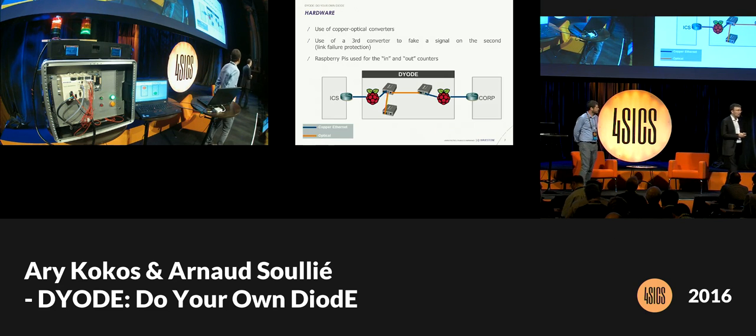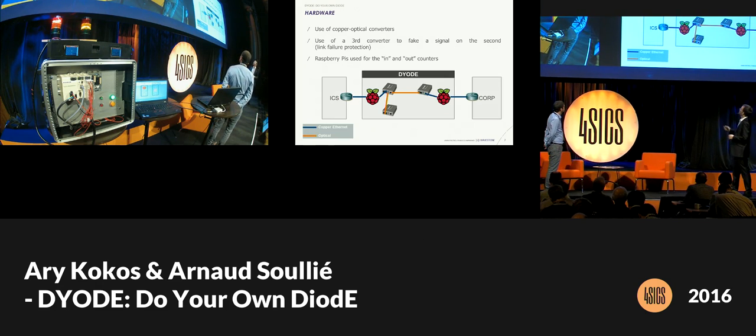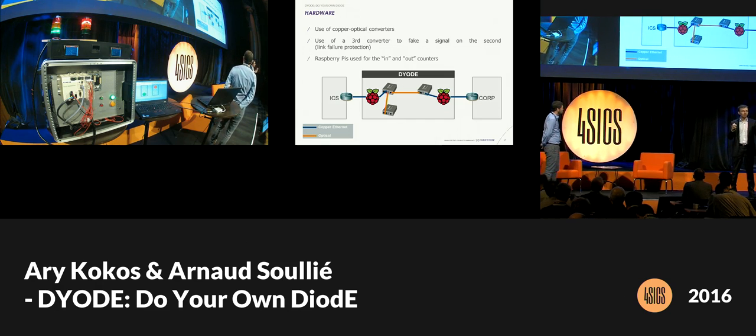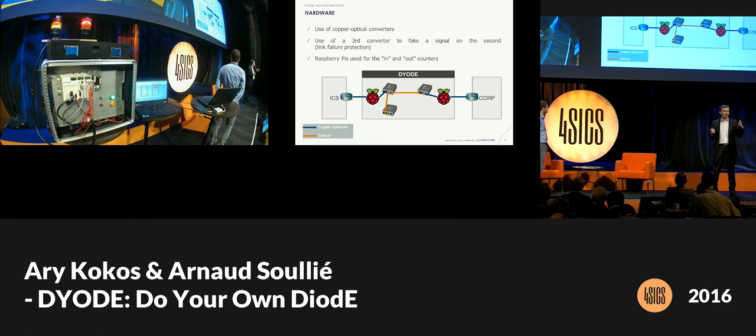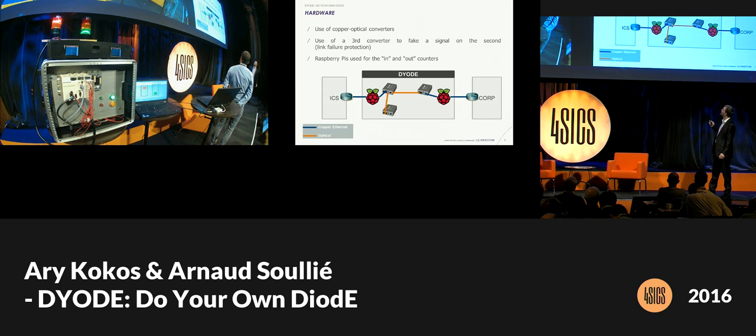So the basic principle of a do-it-yourself diode, as we've seen for years and years, is to have here the ICS world, here the corporate network. We just put two gateways in order to transform bidirectional protocols like TCP, where you have to send information in both directions, to a protocol usually based on UDP that just flows in one direction. So here we have an Ethernet connection, and here we have an optical fiber, and then we go back to Ethernet.